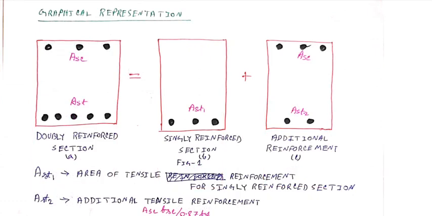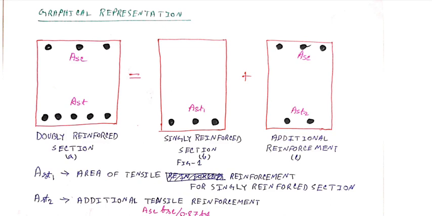Look, this is a graphical representation of the cross section of a doubly reinforced beam. In figure 1a, you can see a doubly reinforced beam. In the tension zone, there are 5 reinforcement bars, and in the compression zone, there are 3 reinforcement bars. If we divide this graphical representation into two parts, a singly reinforced beam section and additional reinforcement due to extra moment, then the figure will be like this. It is just to make you understand better.